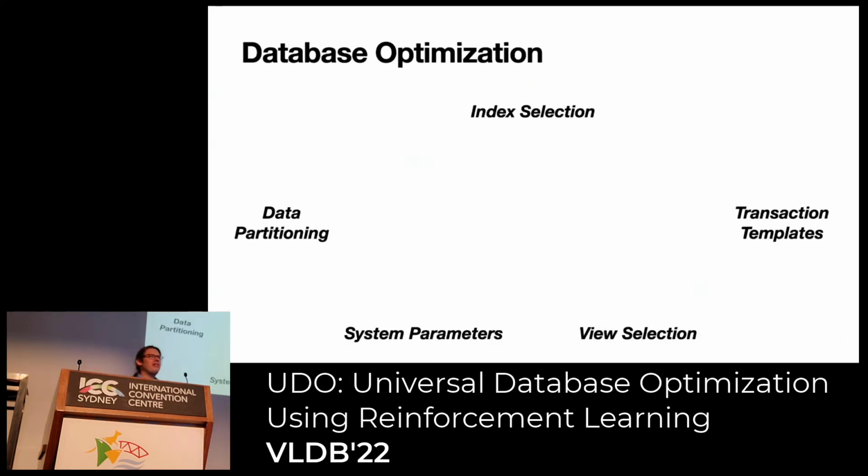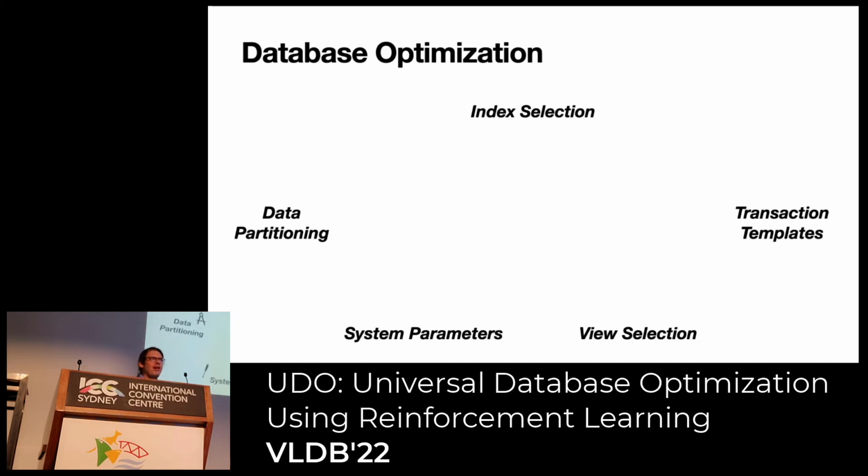So there's various optimization problems that influence the performance of database management systems. For instance, which indexes we create, how we set system parameters, and how we partition our data. And all of those decisions have significant impact on the performance that we see when processing data.